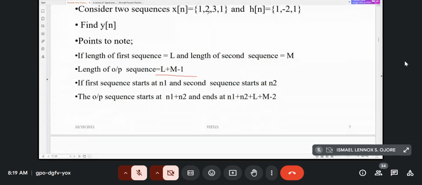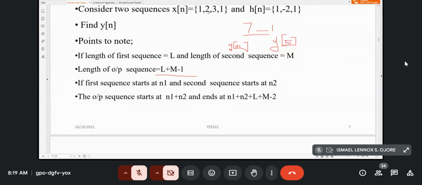If this is 4 plus 3, that is 7, so it is going to be 7 samples. Oh, no, 7 minus 1, so it is 6 samples. That will be y[0] up to y[5]. That is the 6 samples. That's what we are saying, that it is going to end at L plus M minus 2.